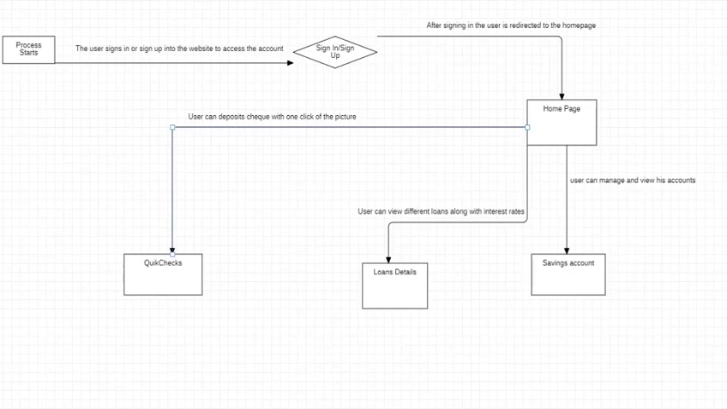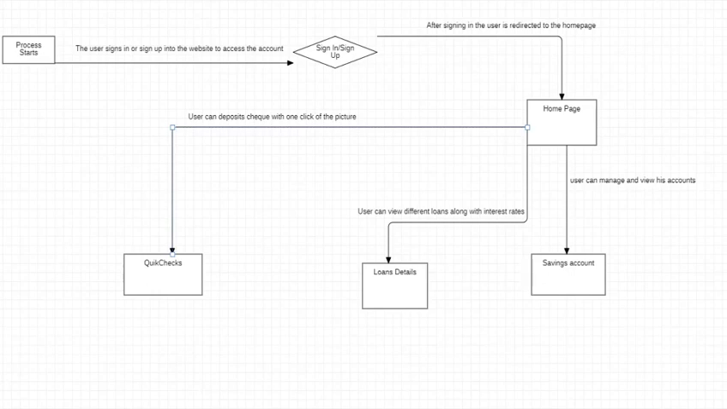So in the savings account, he can either manage his transferring of funds, or he can view his balances and other details. And in the loan details, the user can check the different types of loan, the different rates of interest which are applied on different types of loan, and the payment of all that. And the third is quick check.